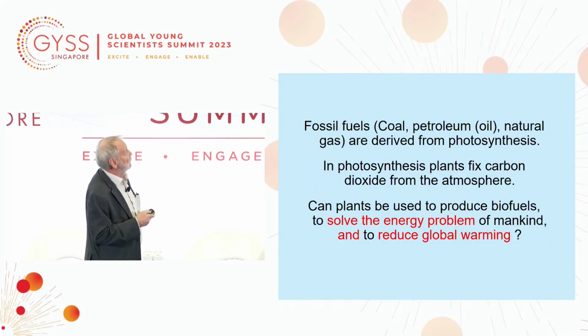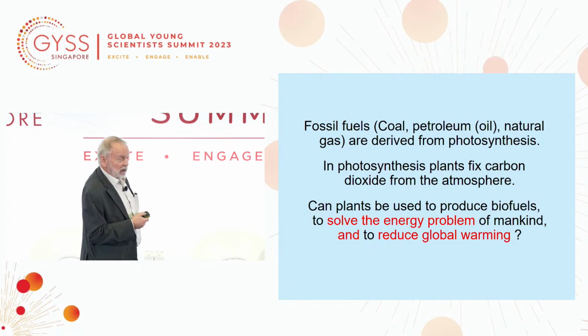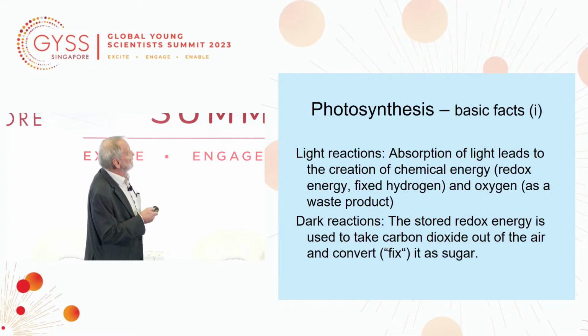So, and now with respect to applications, you always ask, can we use photosynthesis in order to solve the energy problem of mankind and to reduce global warming? Because in biomass production, you take carbon dioxide out of the atmosphere and should reduce global warming. And so some basic facts: we have the light reactions, carried out by the light absorbing antenna pigments, and the transfer of the energy to the reaction center. And in photosystem 2, you get water splitting and oxygen release as a waste product.